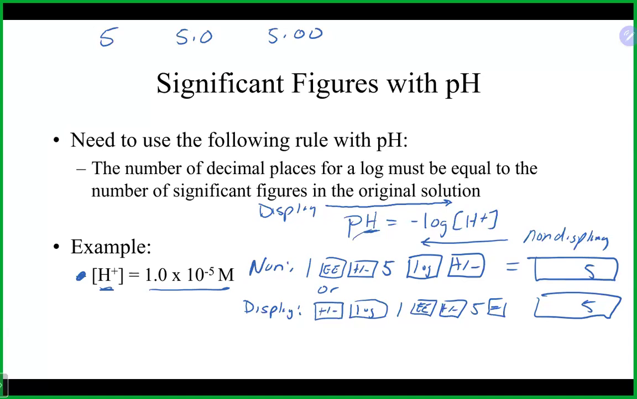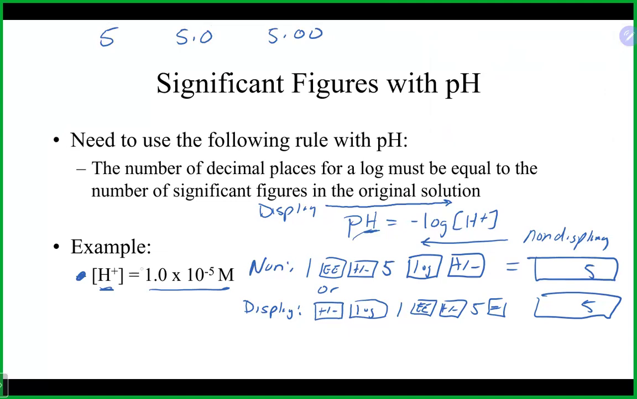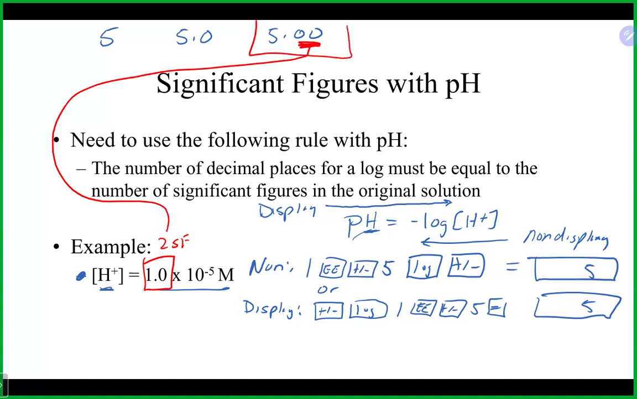So the rule is, when we look at the concentration value, this has 2 significant figures. When we go to our pH value, we are not going to do 2 significant figures, but that tells you how many decimal places you should take it to. So you should actually take it to 2 decimal places. In this case, it is significant figures to decimal places.